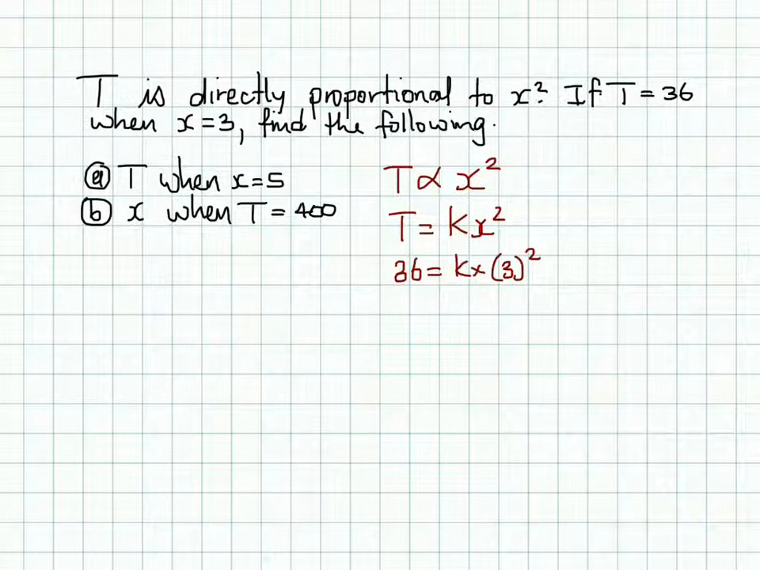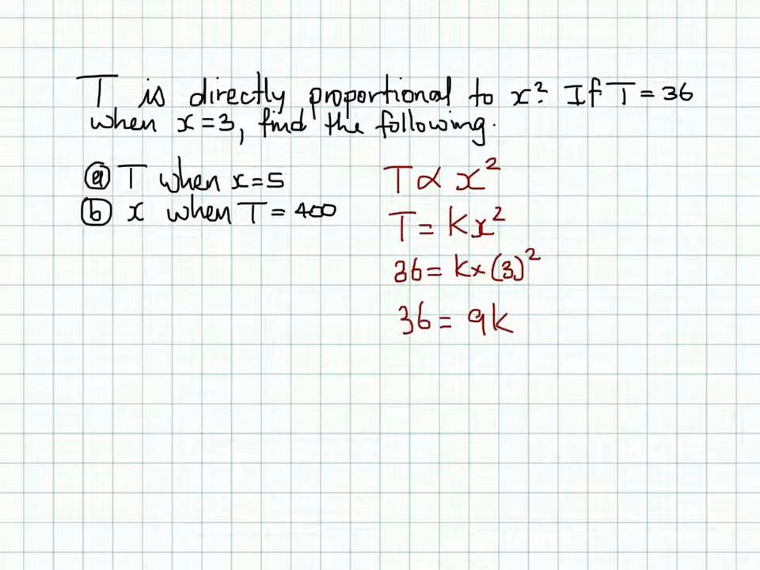This will now tell me that I'm going to get 36 is equal to 9k, because 3 squared is 9, so 9 times k. All right, now I can find what k is.